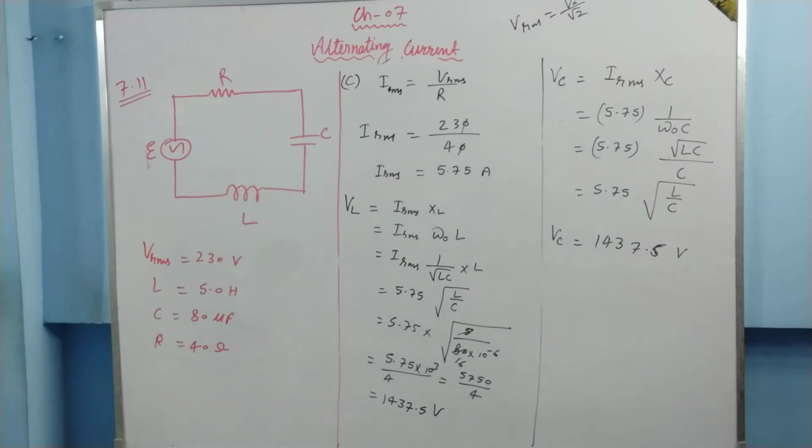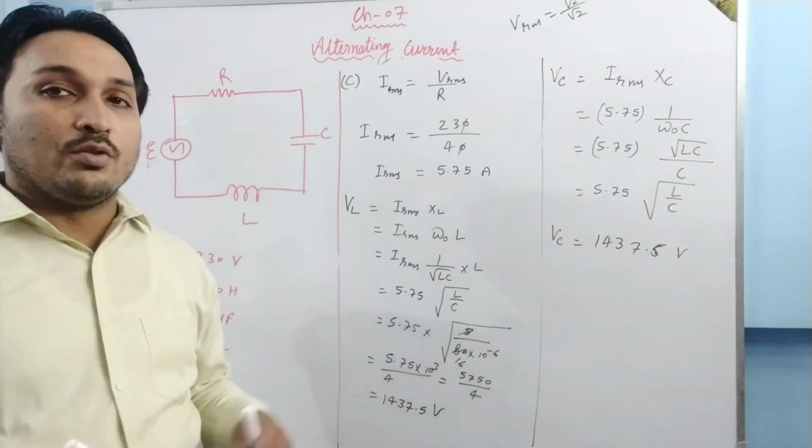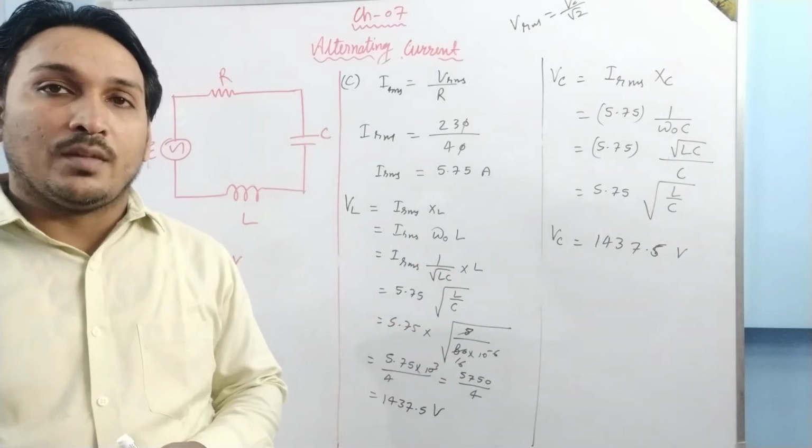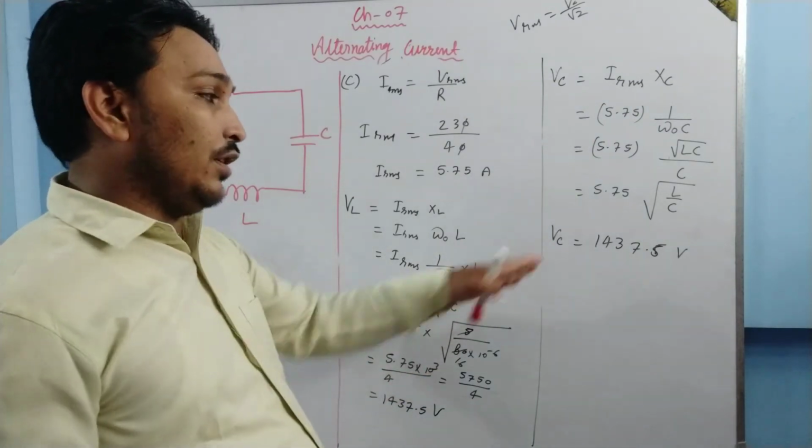So these two voltages come out to be equal, and they are opposite in phase. We have done it in the phasor diagram. They are opposite in phase, so basically they cancel each other, and the resultant of these two will be 0.